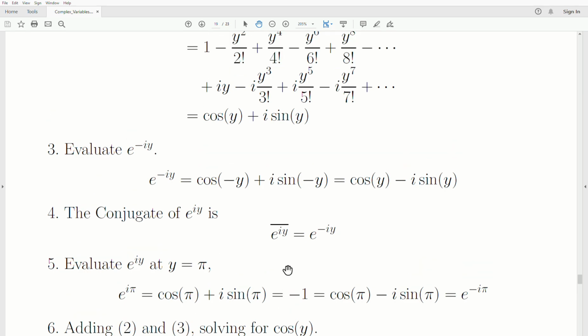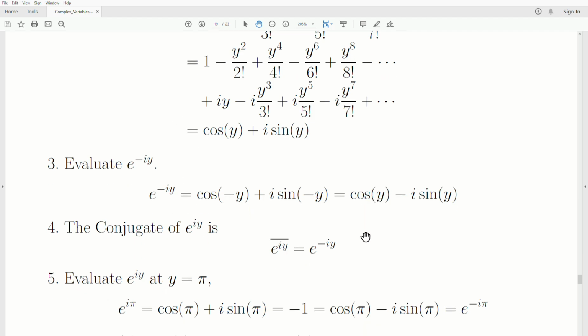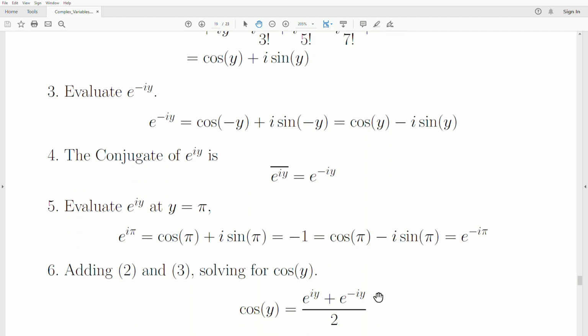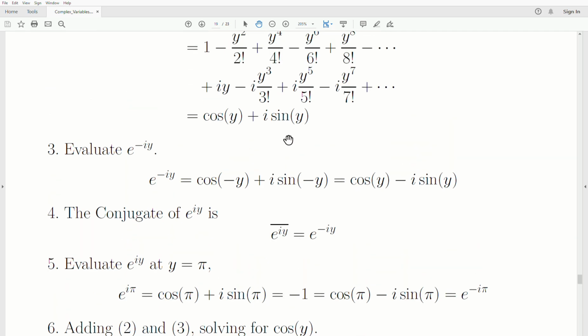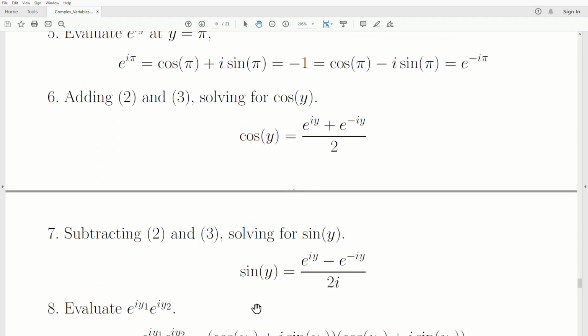So here we're going to add 2 and 3. So this is the expression in 2, and this is the expression in 3. If we add these components and then back solve for cosine, we get this term. So cosine of y can be represented in this complex form. Then we can also subtract these two equations and then back solve for the sine of y. And sine of y can be represented like this.